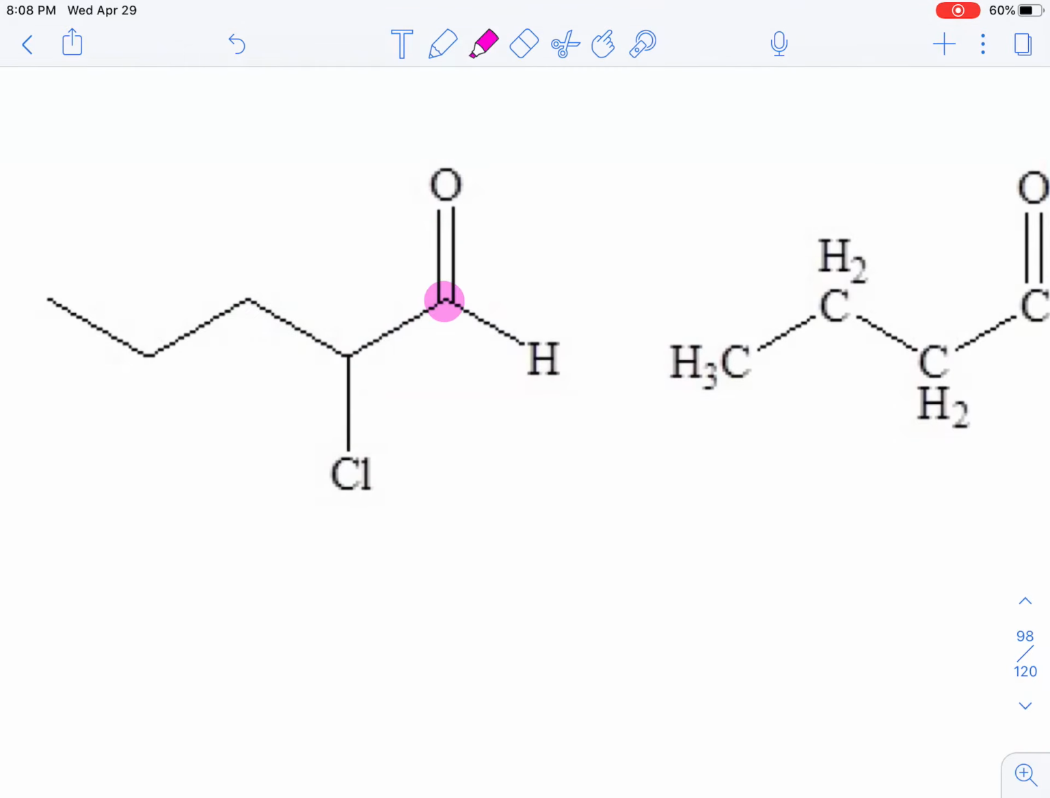Longest parent chain, 1, 2, 3, 4, 5, that contains the aldehyde. We know that the carbonyl carbon is going to be carbon number 1 in this organic compound when creating the numbering system. And so therefore this is going to be 2, 3, 4, and 5. Since I have a 5-carbon compound, I'm going to go ahead and say pentanal.